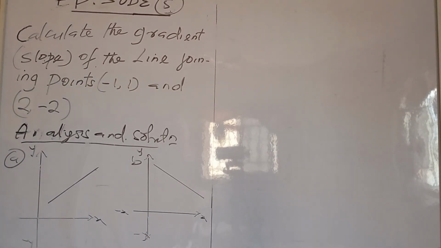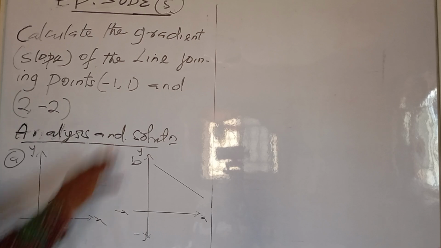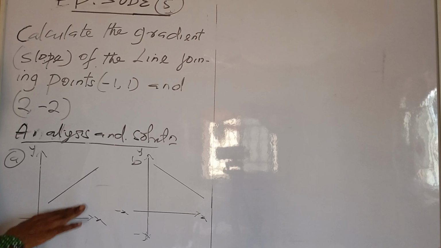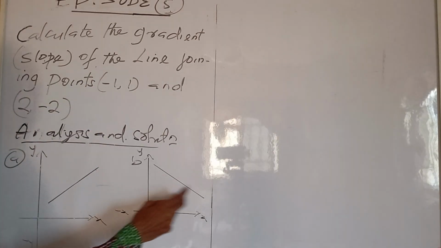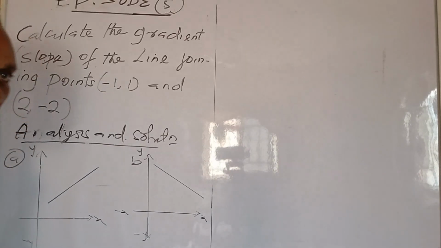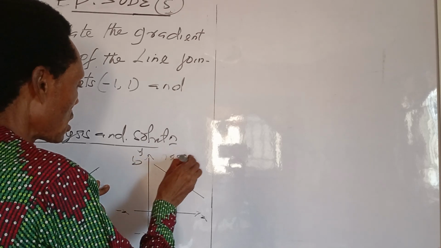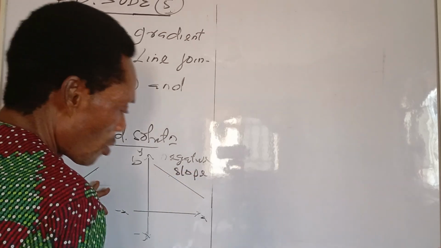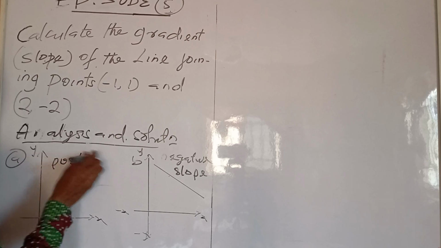This is an example of a positive gradient, because you can see that the line rises. It's as if it was horizontal before, then it decided to rise. Why this one falls to the left-hand side? This is an example of a negative gradient, a negative slope. Slope is the same as gradient. This is an example of a positive slope.